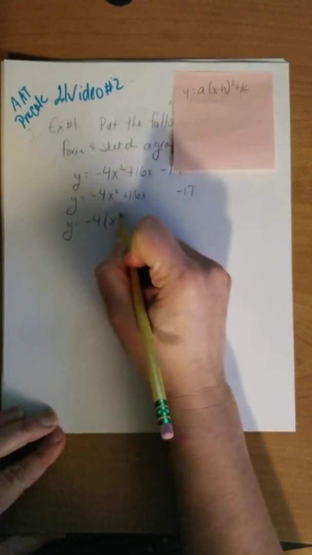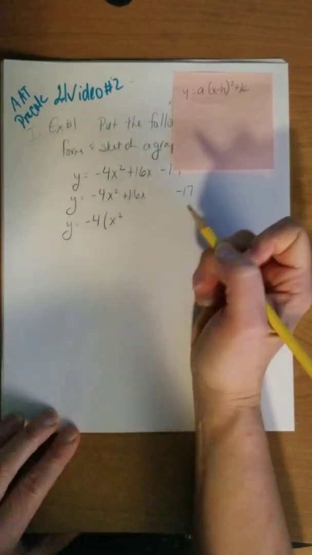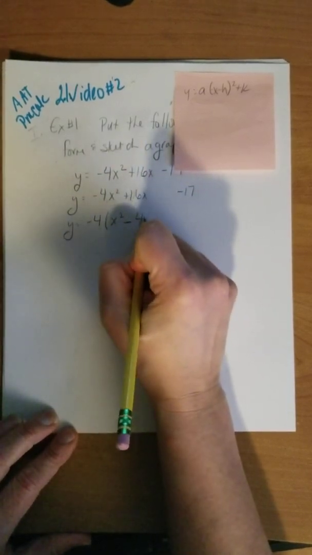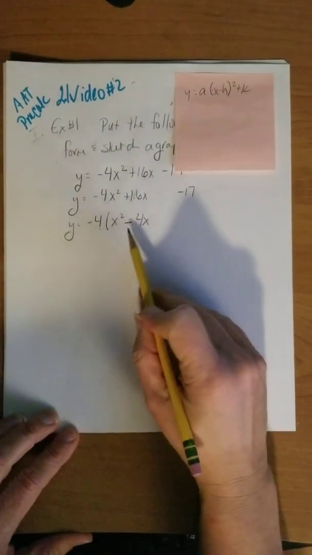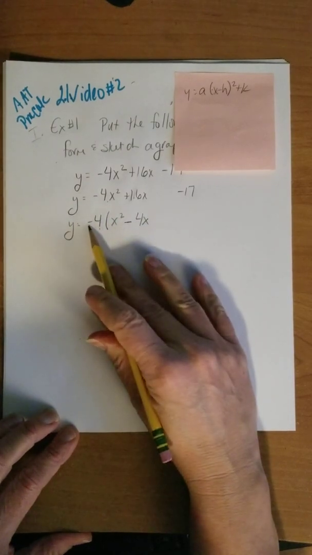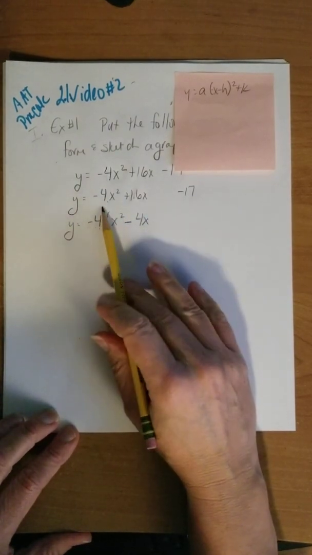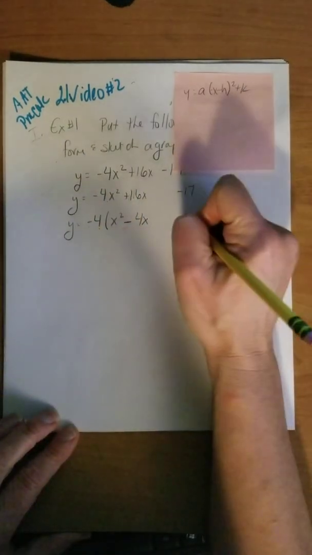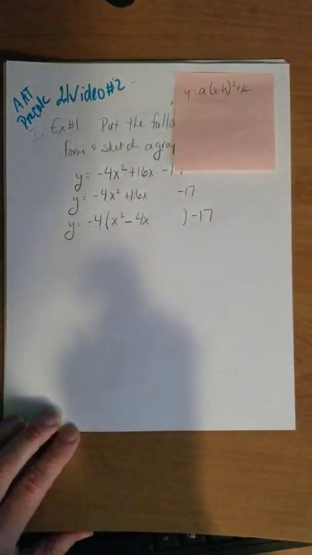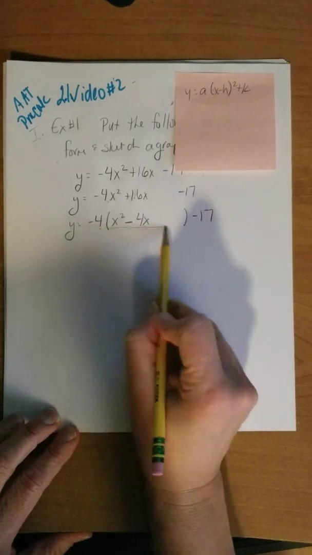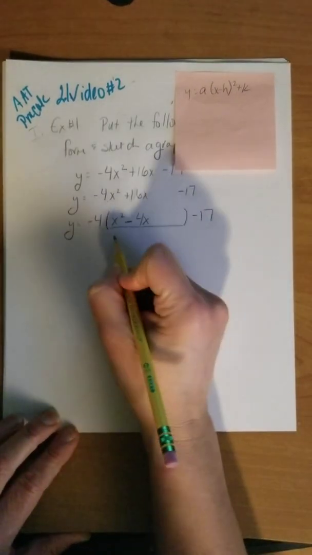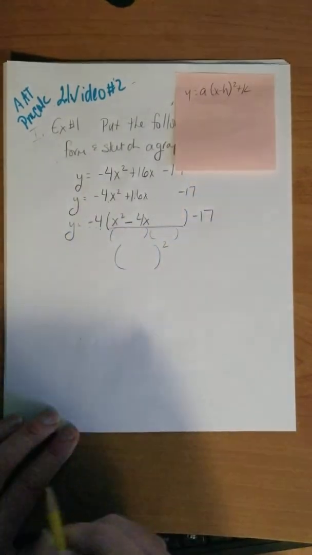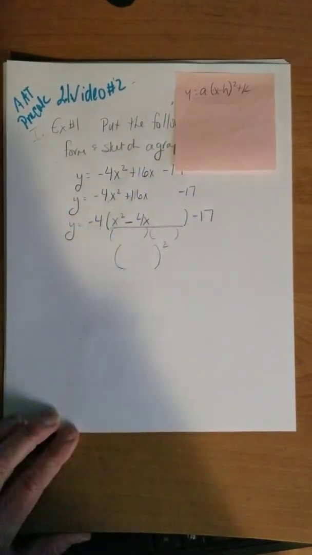So I'm going to have an x squared. Negative 4 times x squared is negative 4x squared. Now, negative 4 times negative 4x will give me plus 16. So this has to be negative since that is negative. Minus 17 is going to hang out here. We are just focusing on this. All the other stuff we'll figure out later. We want it to be something times something, which is something squared. And that's what my y will be equal to.